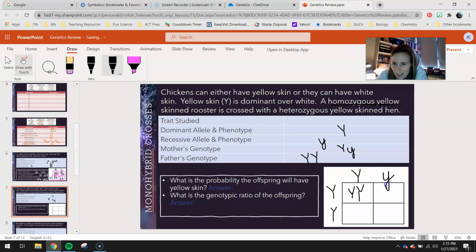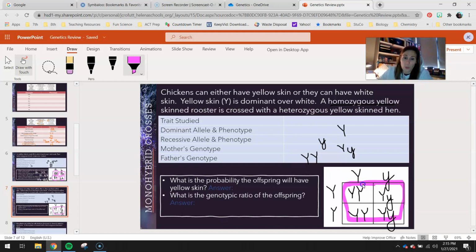Sorry, guys. Big Y, little y, big Y, and big Y, little y. Okay, and then we can answer our questions. What is the probability the offspring will have yellow skin? So if we look at our Punnett square, looks like 100% of those individuals are going to get at least one dominant allele, so 100% would have yellow skin.